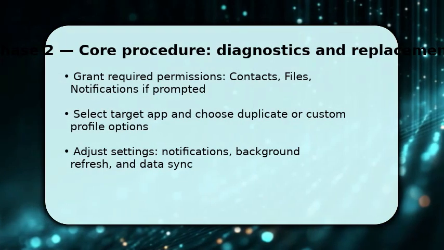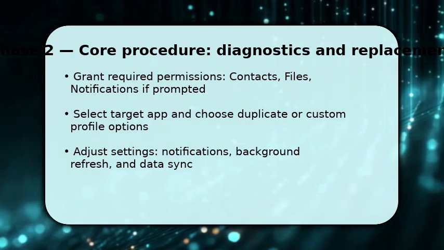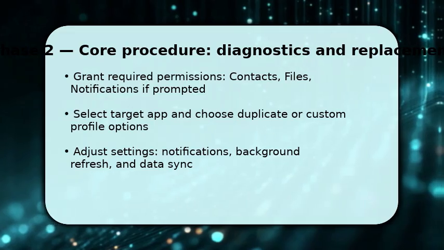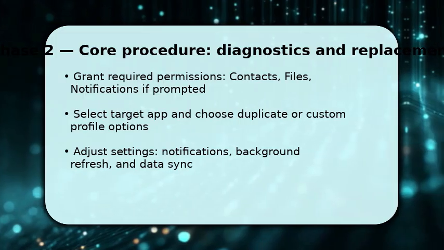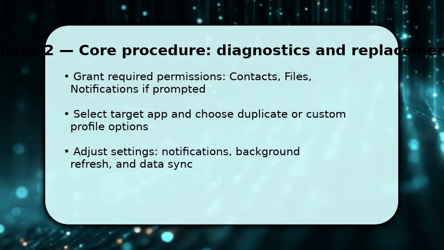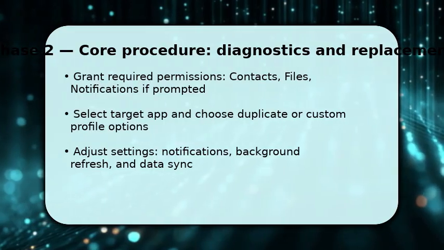You now execute the cloning steps. Grant permissions the app requests, contacts, files, and notifications, so data transfer works smoothly. Then pick the target app to clone and choose between a straight duplicate or a custom profile. Custom lets you isolate data, which is useful for work versus personal use.